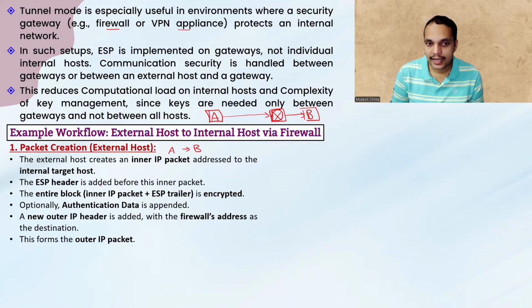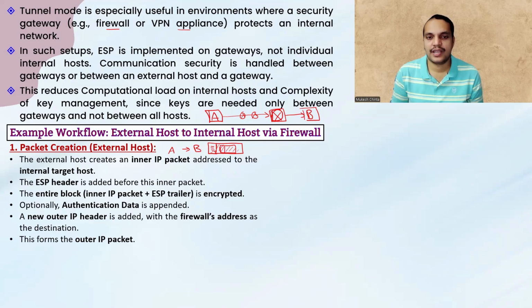Here, the ESP header is added before this inner packet. What happens is, the original packet which is transmitted by A is now placed inside another packet, and this is all encrypted, so nobody else on the network will be able to see what's inside. But for routers which are present in between, in order to transmit this packet to B, you are going to add another header. This is called the outer header.